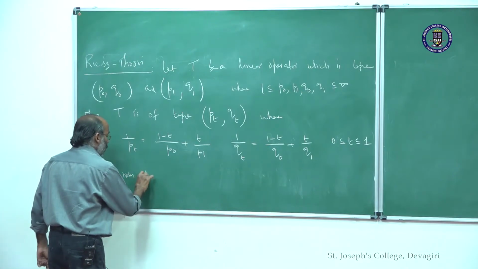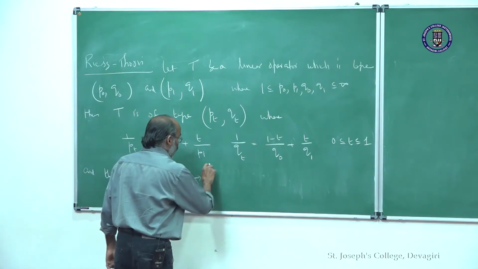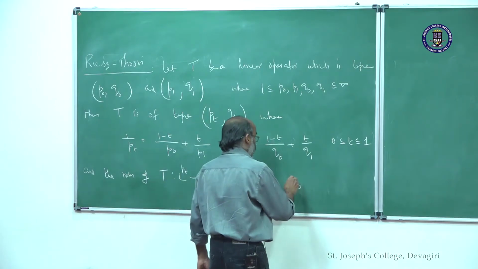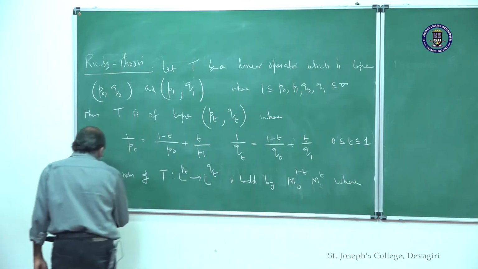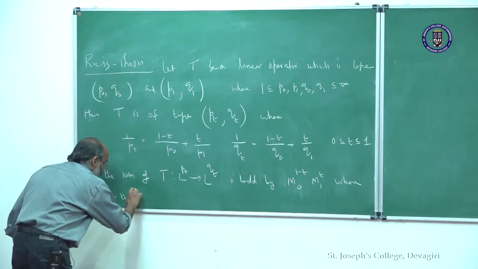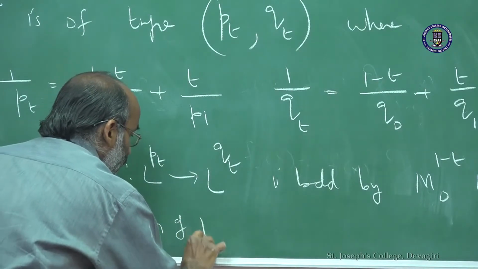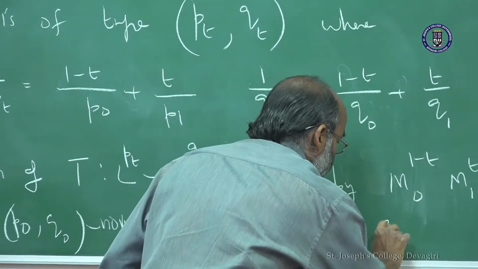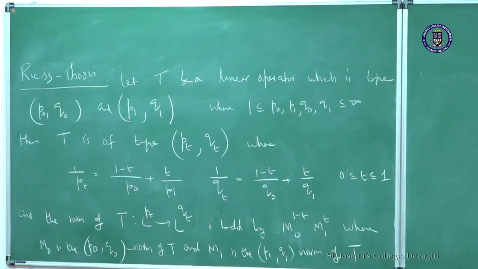the norm of T from L^{p_t} to L^{q_t} is bounded by M0 to the power 1 minus t, times M1 to the power t, where M0 is the (p0,q0) norm of T and M1 is the (p1,q1) norm of T. I will explain everything. So, let us go through the statement.